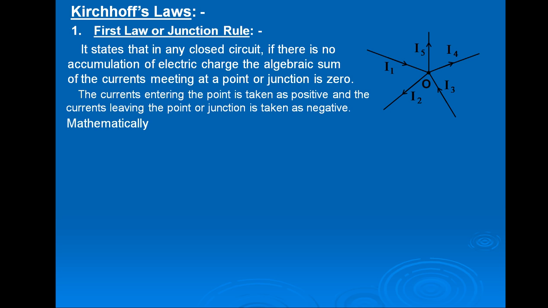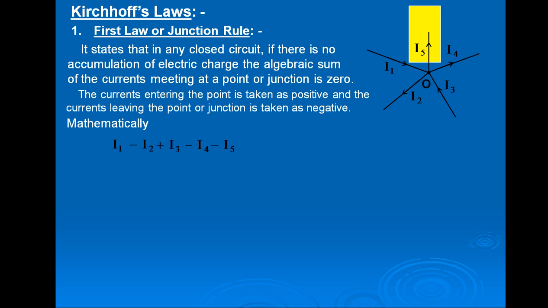Therefore, mathematically, the current I1 is entering the junction O, taken as positive, and current I2 leaving the junction O is taken as negative, that is minus I2, and current I3 is also entering the junction O, taken as positive, that is plus I3, and current I4 is leaving the junction O and taken as negative, minus I4, and current I5 leaving the junction O is taken as negative, that is minus I5.